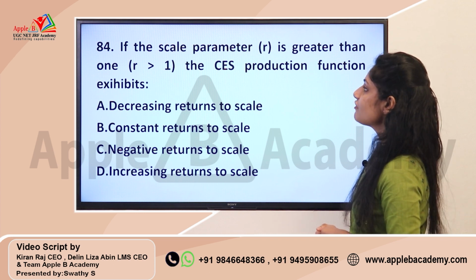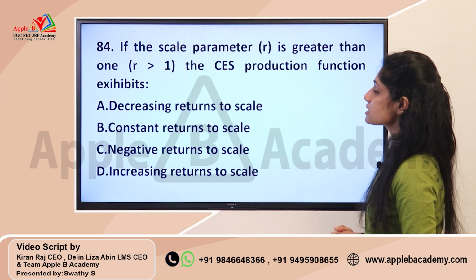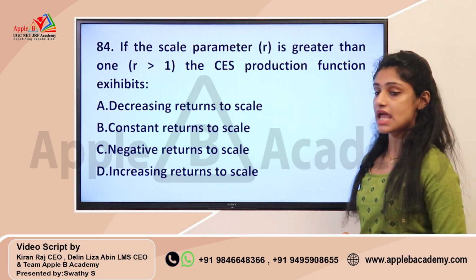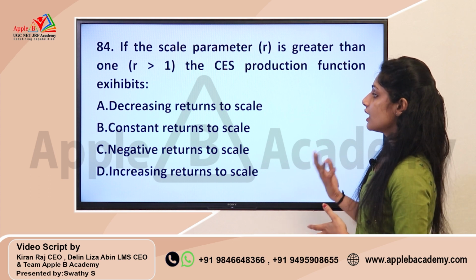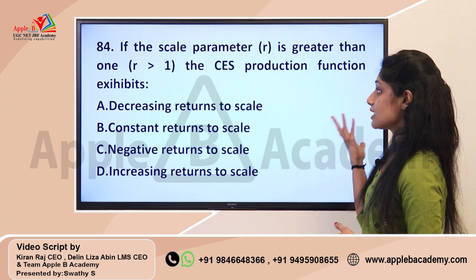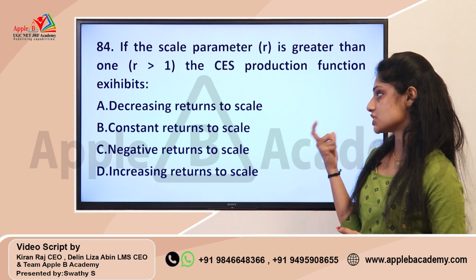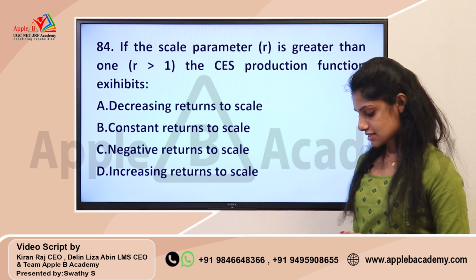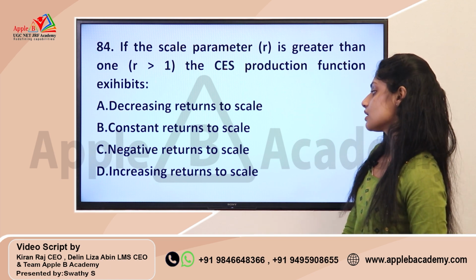Next question, if the scale parameter r is greater than 1, the CES production function exhibits. Again a question from economics which is based on production function. So if r is greater than 1, what will be the situation? Decreasing returns, constant returns to scale, negative returns to scale, increasing returns to scale. It is increasing returns to scale.